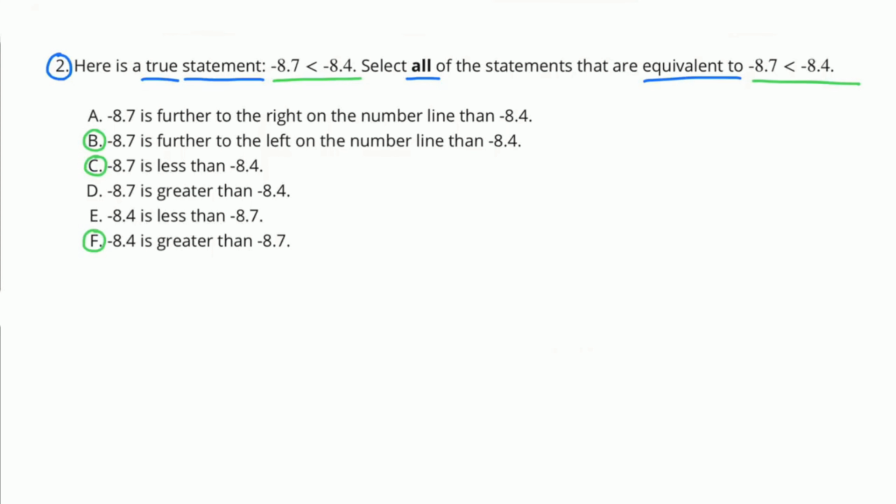I selected B, C, and F. B because -8 and 7/10 is further to the left on the number line than -8 and 4/10. I selected C because -8 and 7/10 is less than -8 and 4/10. And I selected F because -8 and 4/10 is greater than -8 and 7/10.